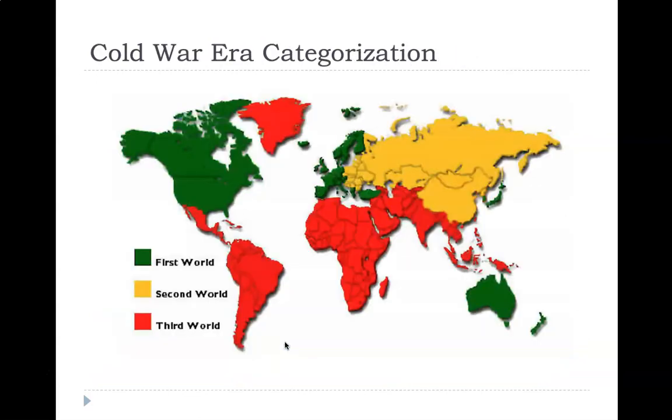So there's our Cold War categorization. You see the green is the first world: Western Europe, North America, Japan, Australia, and New Zealand. The second world is the communist world, which includes Eastern Europe, the former Soviet Union, China, and Mongolia. And then the third world is everybody else: Latin America, all of Africa, Southwest Asia, South Asia, and Southeast Asia too.